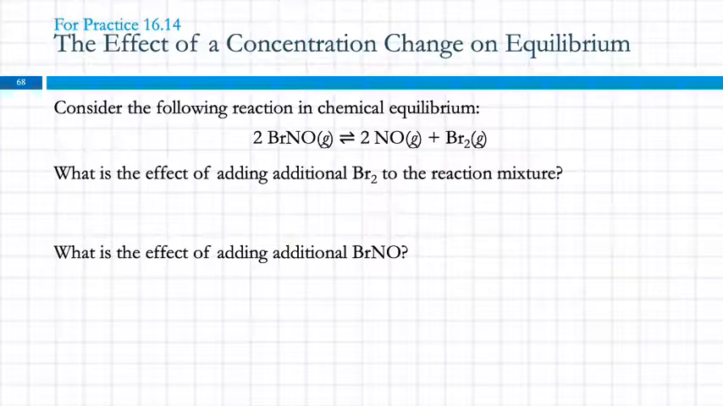So let's look at this equilibrium. We got 2 BrNO in equilibrium with 2 NO and Br2. What's the effect of adding additional Br2 to the reaction mixture? So we're going to add Br2. Is it happy about that? No. It wants to get rid of that. So it'll shift to the left. To the left. What's the effect of adding additional BrNO?